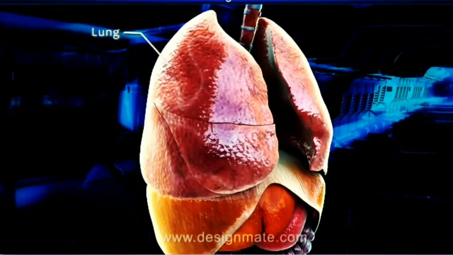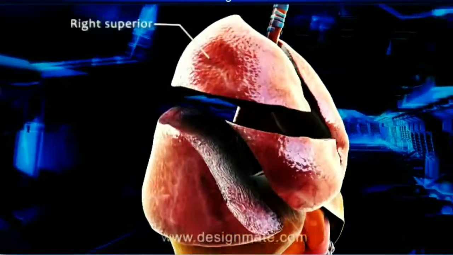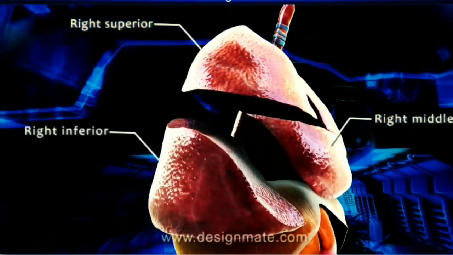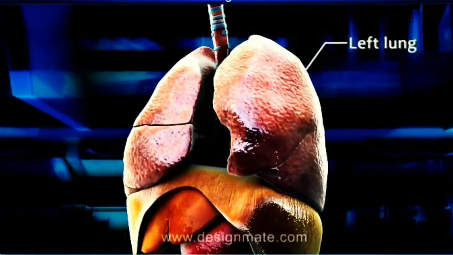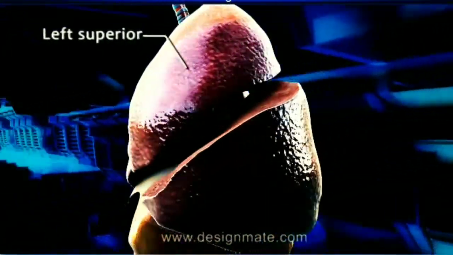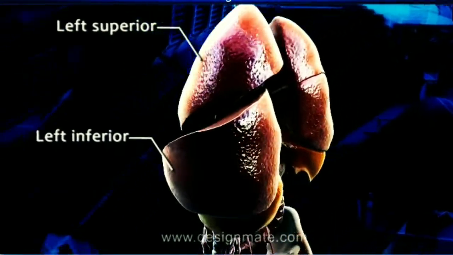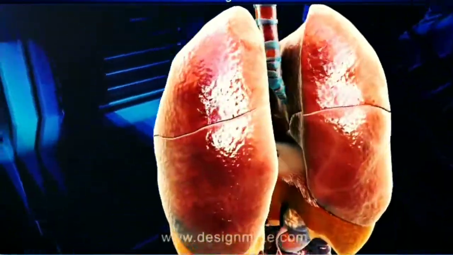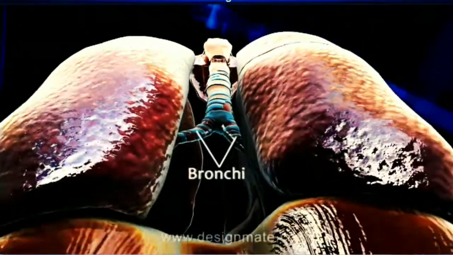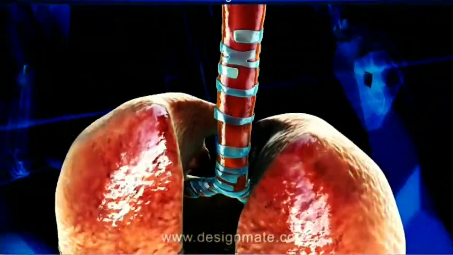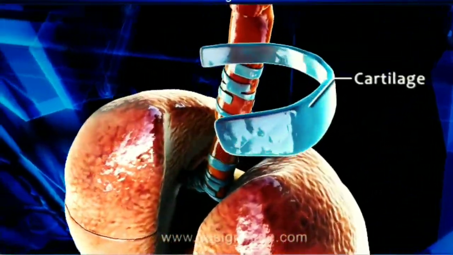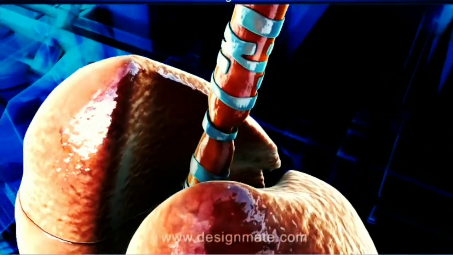The right lung is divided into 3 lobes: the right superior, right middle, and the right inferior lobe. The left lung is smaller and has only 2 lobes: the left superior and the left inferior lobe. Both the lungs are associated externally with small tubular bronchi, which unite and extend into the trachea. The trachea has incomplete C-shaped rings of cartilage, which prevent the tracheal wall from collapsing.